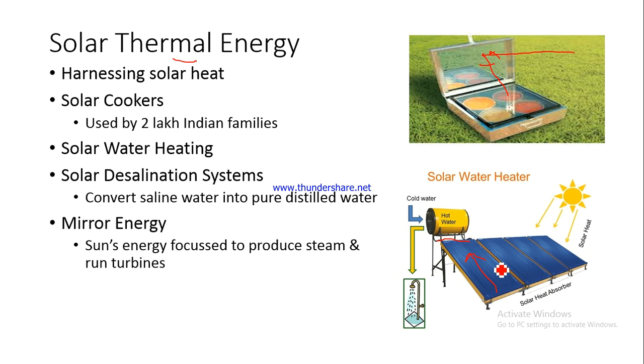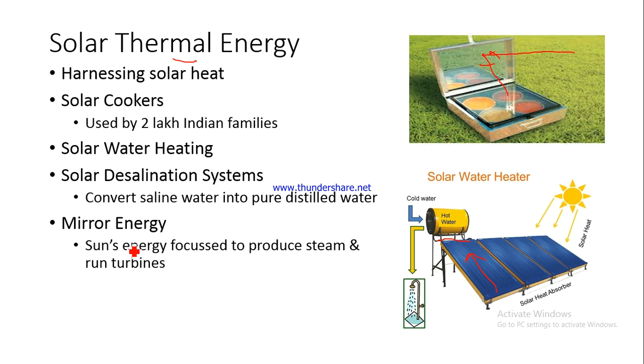Then solar desalination systems are made use of to convert saline water, brackish water, water which is found near the coast, which has salt mixed in it, into distilled pure water. So there is no requirement of energy. The energy is obtained from the sun.